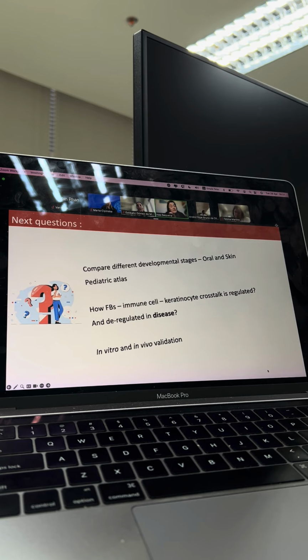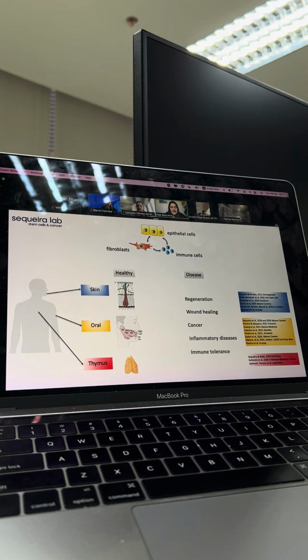And the next questions on the Human Cell Atlas is really to compare the different developmental stages and how are these deregulated in disease. So we are already now compiling the different studies for disease studies for the oral mucosa, and then of course doing in vitro and in vivo validation of our findings. And from what I understand, I still have a few minutes, which is great because I'm going to finish by presenting one of the projects that is currently under revision and that started in skin, went to the oral mucosa, and this led us unexpectedly to the thymus.